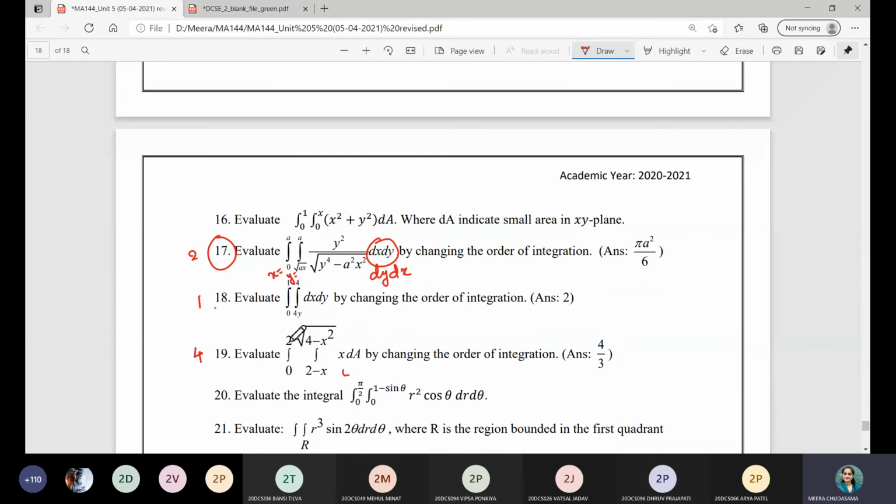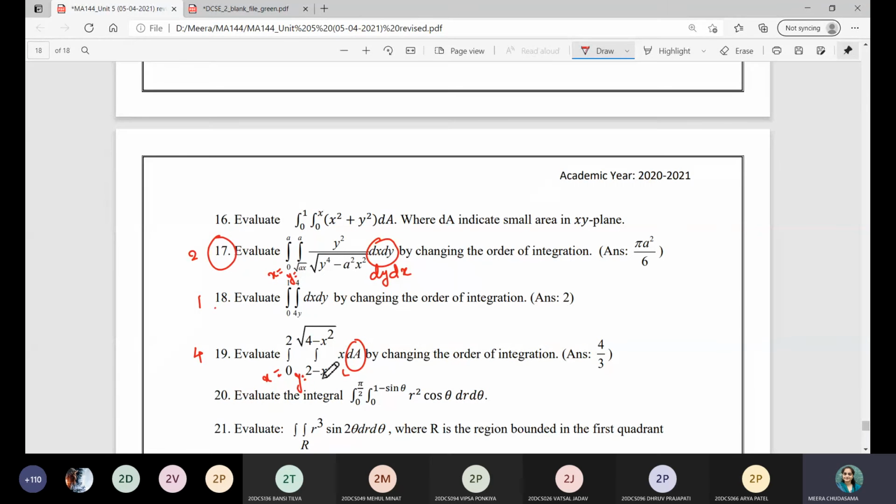So evaluate. Please give me your 5 to 6 minutes. Okay. So that this change of order will be completed over here, right? Which is in your syllabus. That's why I wanted to complete it today only. So evaluate the integral. This is the limit of y you are given. This is the limit of x you are given. See here, dA is given. No order we are given.